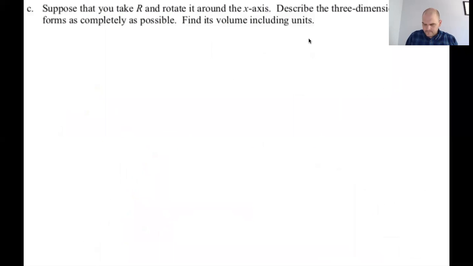So let's see. It says, suppose you take R and rotate it around the x-axis. Describe the three-dimensional solid formed as completely as possible. Find its volume, including units. So hopefully you can see your picture of this.